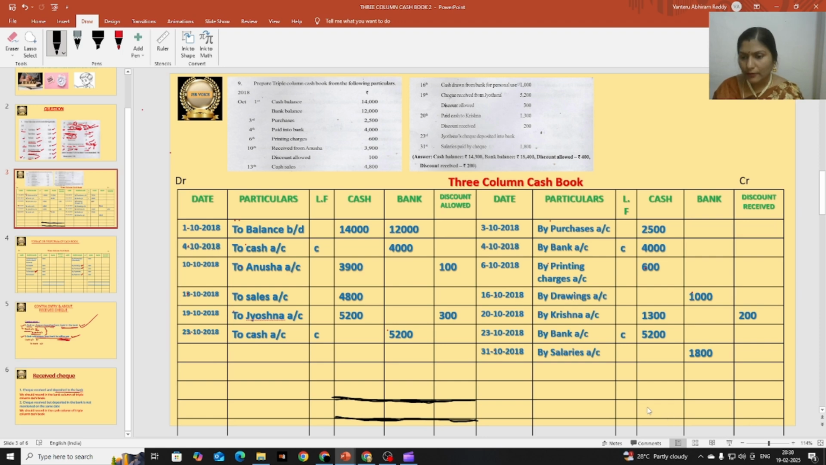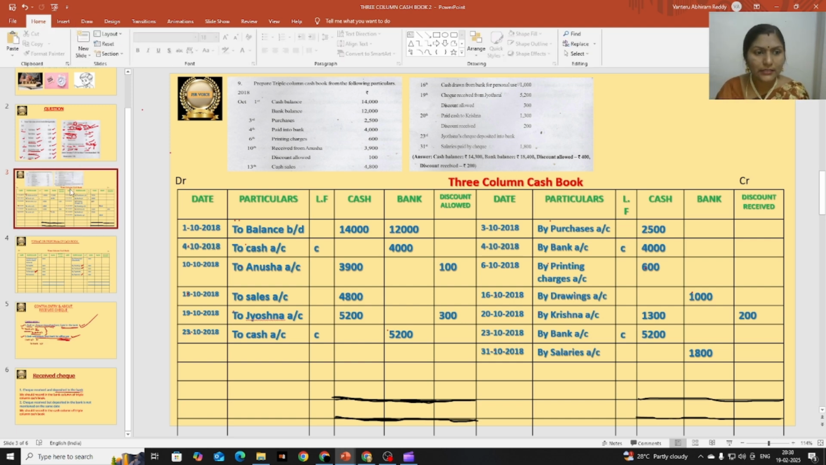So here, for the 3 amount columns, we should draw total lines. After that, we should balance the cash account, the cash column with the other cash column. Debit side cash should be balanced with credit side cash column. Let us balance it first. Okay, let us check the totals.